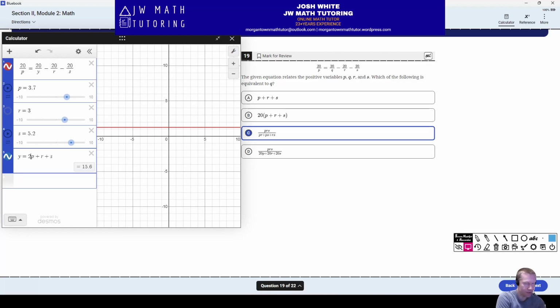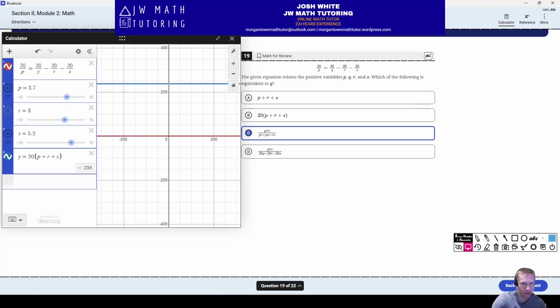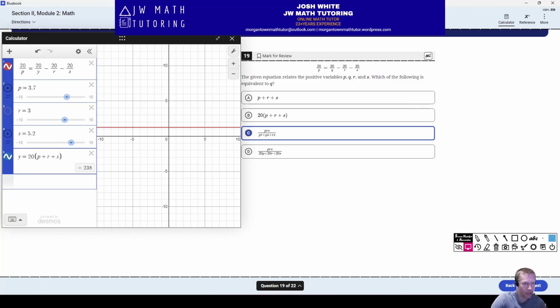B is the exact same thing, but just stick a 20 out here. Well, no, that's not even going to be on the screen. It's way up here. There. Doesn't overlap. Not the correct answer. Let's check C. PRS over PR plus PS plus RS. Notice, yes, the blue completely overlaps the red, therefore it is the correct answer. I'm not going to bother checking D because I know it's wrong, but in theory you would also do that. Just whatever. I'll do it. Put the 20s in down here. Okay, this does not overlap, so this is not the correct answer.